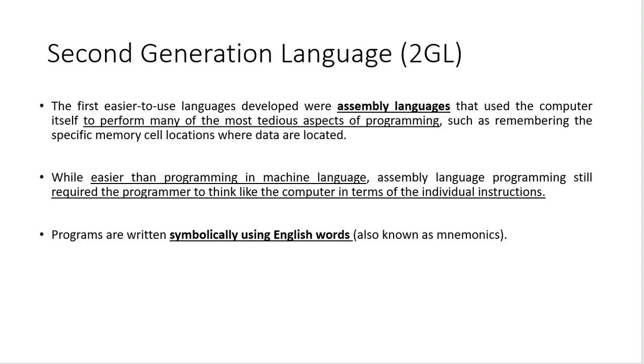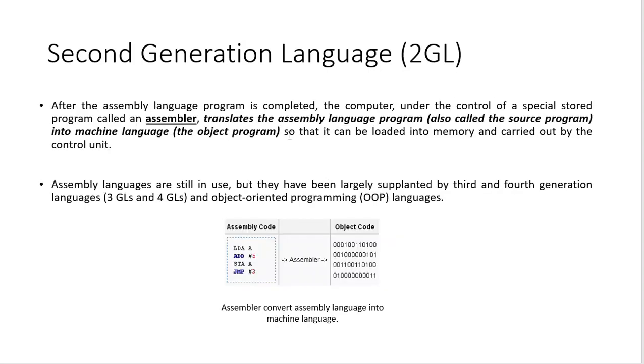While easier than programming in machine language, assembly language programming still required the programmer to think like the computer in terms of the individual instructions. Programs are written symbolically using English words, also known as mnemonics. Okay, assembly language ni dia dah dipermudahkan sedikit berbanding machine language. Pun begitu, bila kita nak buat assembly language ni, kita perlu berfikir sebagaimana komputer sebab kita perlu imagine kat mana nak letak instruction tu, di memory cell yang mana, nak add data daripada memory cell sekian-sekian, nak add dengan data dekat memory cell sekian-sekian. Itu assembly language. So after the assembly language is completed, the computer is under the control of a special start program. Okay, program yang run assembly language ni kita panggil assembler.